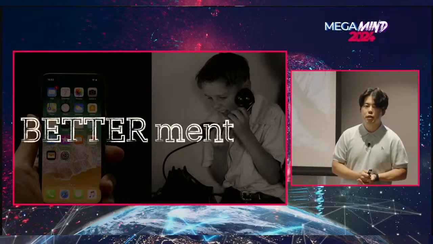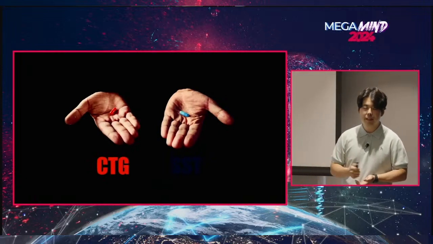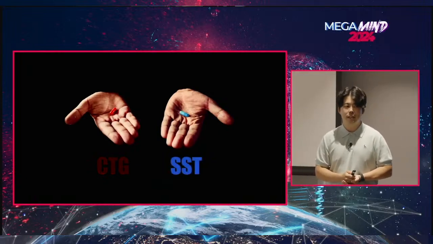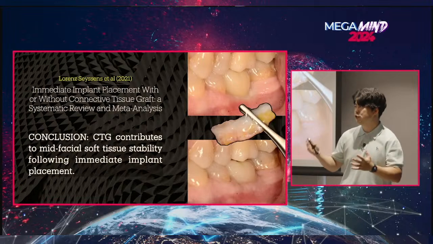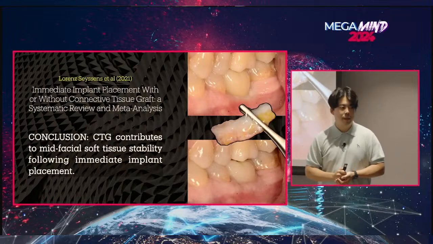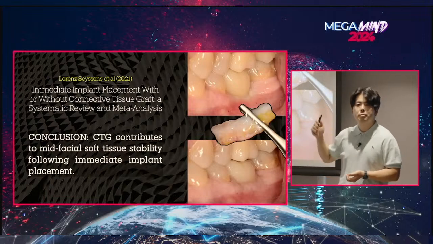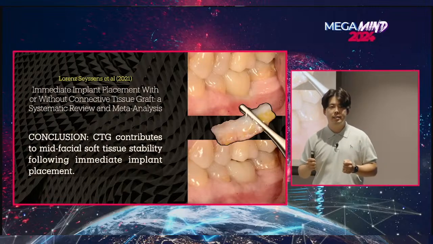Well, from what I know, there are two options available for us: connective tissue grafting and socket shield technique. Now, as we all know, traditionally, connective tissue grafting is used to improve the buccal tissue volume. And this is a case example that I did. Okay? If you look, after the addition of CTG, the buccal tissue volume has improved dramatically.